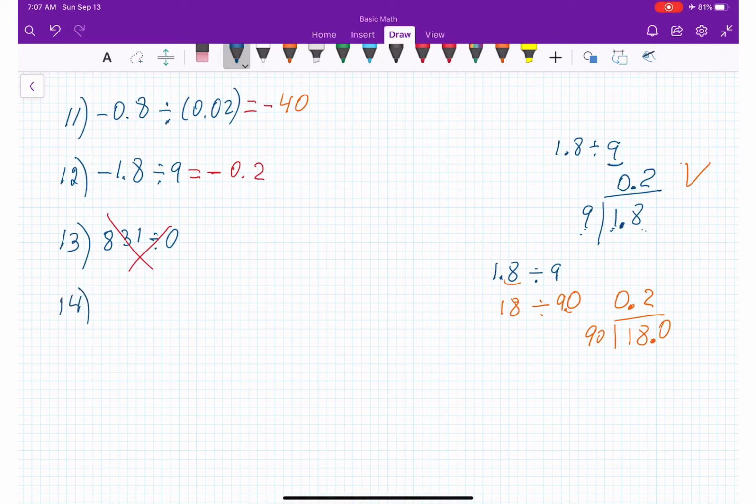Number 14. We divide 2. How do we read this? We take 0. Let me rewrite it. So we practically divide 0 by a number, 291. The 0 divided by any number, the answer is going to be 0. Okay?